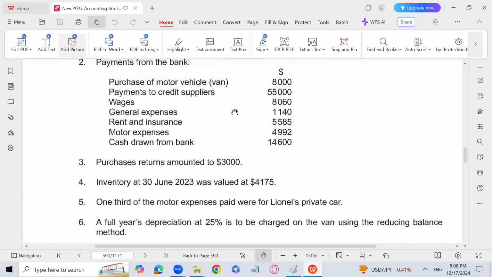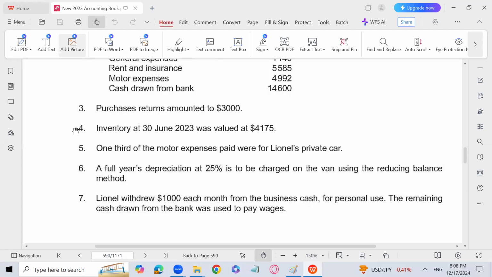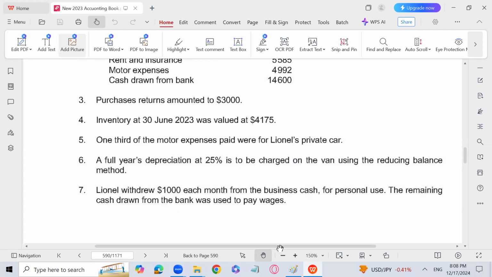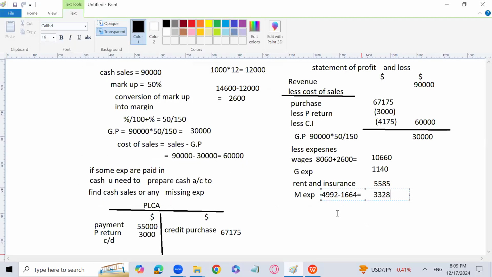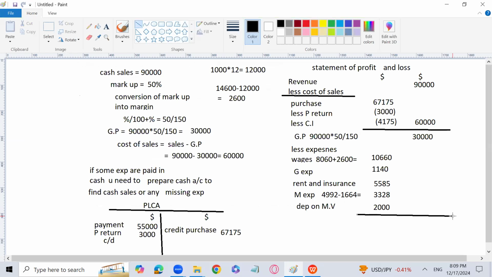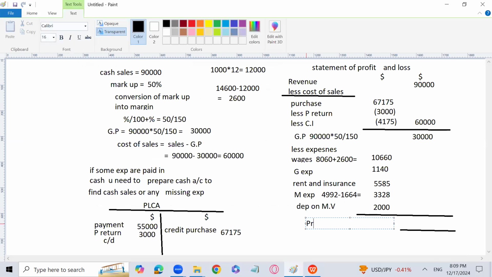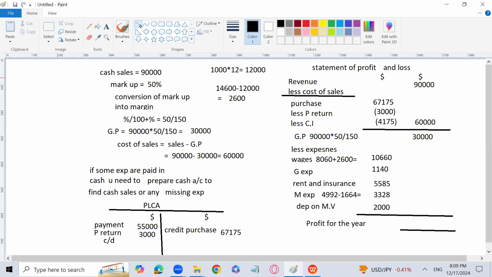Any other expenses? Motor vehicle 8,000, there is depreciation of 25%. So depreciation on motor vehicle, 25% of 8,000, is going to be 2,000. Now I'm going to record all the expenses and go for the total. What will be the total of the expenses? I will subtract it, and you will get the profit for the year.